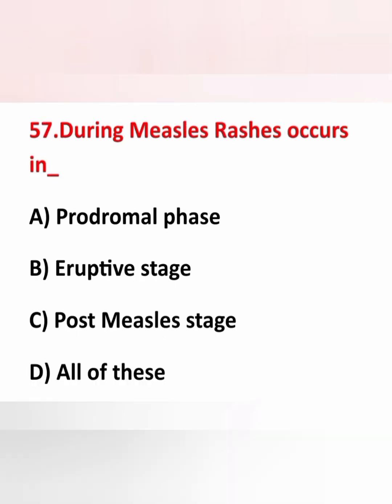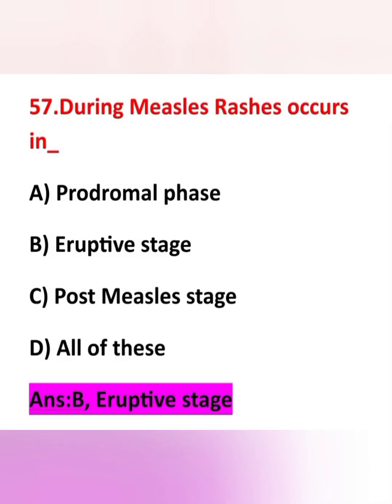Question number 57. During measles, rashes occur in. Options are option A prodromal phase, option B eruptive stage, option C post measles stage, option D all of these. Here the question is in measles, the rashes appear in which stage? Okay, and the correct answer is option B, eruptive stage.